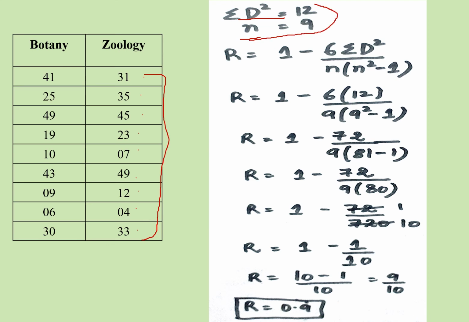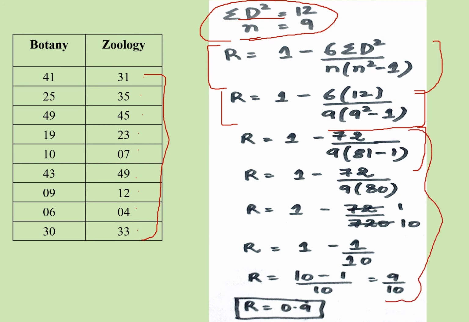Now put the value of sigma d square and n in the formula. R is equal to 1 minus 6 into sigma d square upon n in bracket n square minus 1. By putting the values in the formula, R is equal to 1 minus 6 into 12 upon 9 in bracket 9 square minus 1. By solving this equation, R is equal to 1 minus 72 upon 9 in bracket 81 minus 1. So by solving all these equations, the value of R is 0.9.